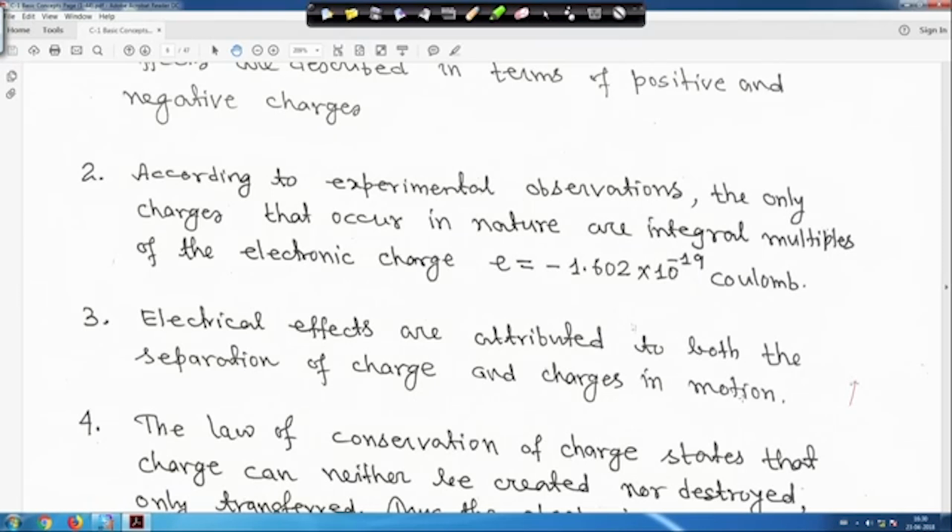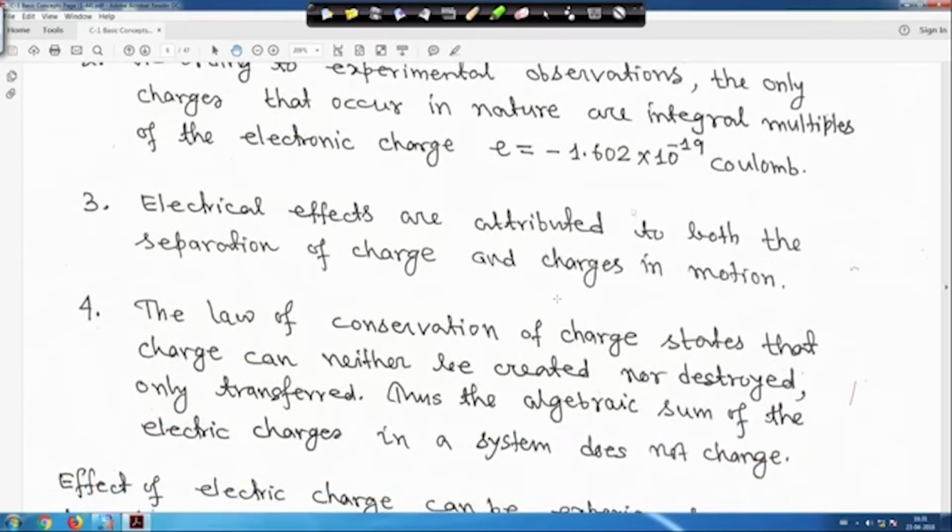And the fourth point is the law of conservation of charge, which states that charge can neither be created nor destroyed, only transferred. Thus, the algebraic sum of the electric charges in a system does not change. So, the fourth one is very important, and this should be in your mind.